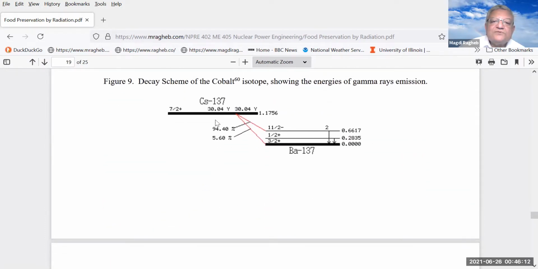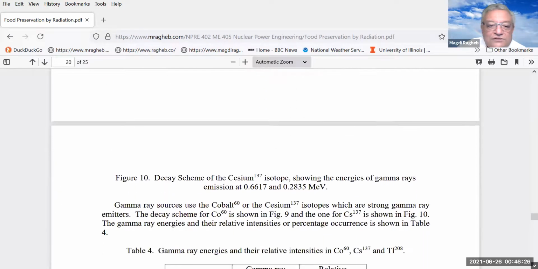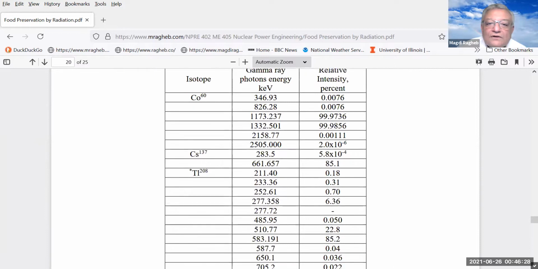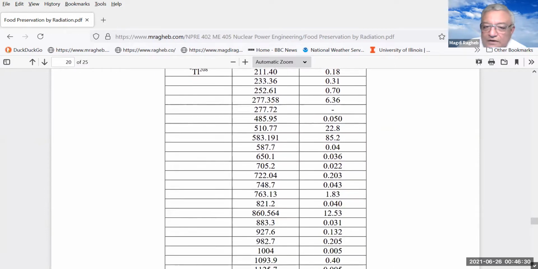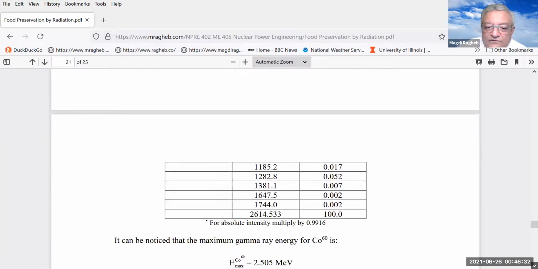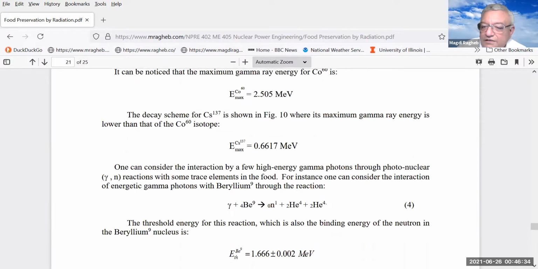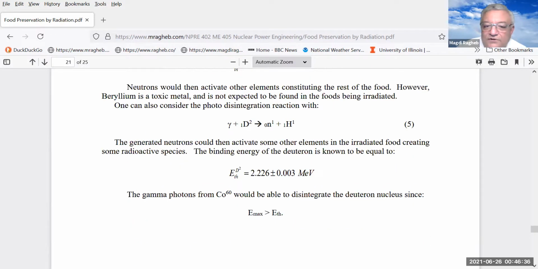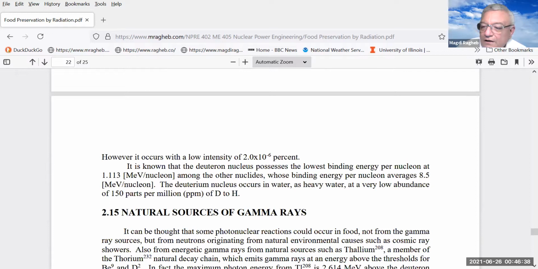I mentioned cesium-137. That one has a half-life of 30 years with lower energy gamma rays. That's 0.6 million electron volt here, reaching the ground state, and this one is 0.28 million electron volt reaching the ground state. This is a table of the gamma ray energies from different isotopes in general. Okay, so we are coming to the end of the lecture here.